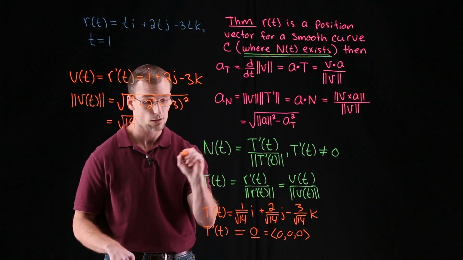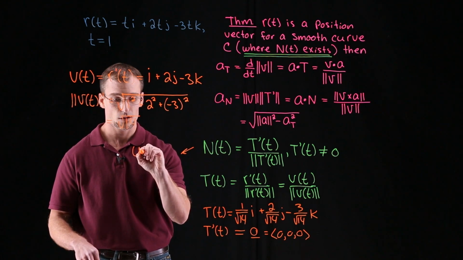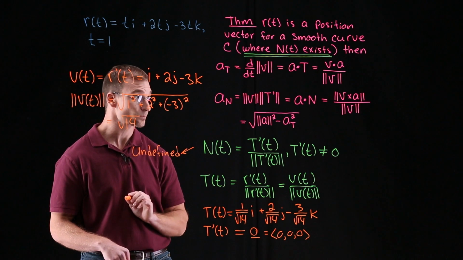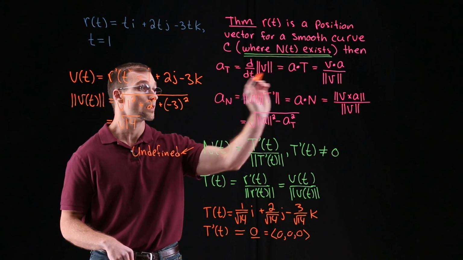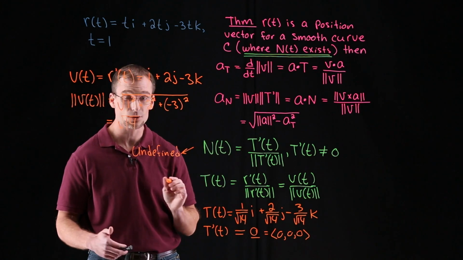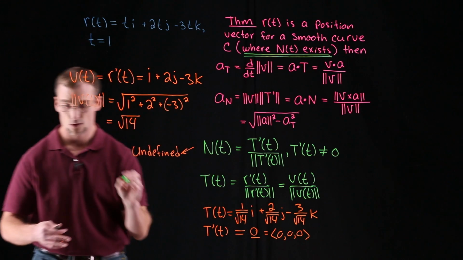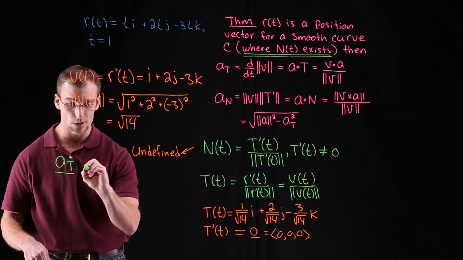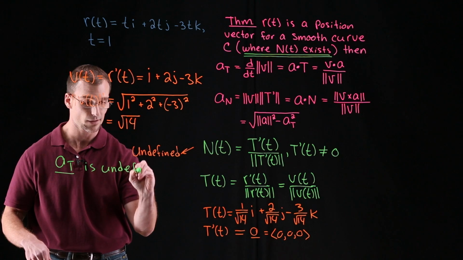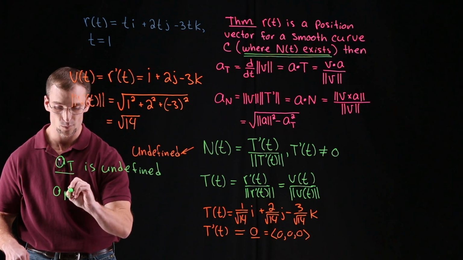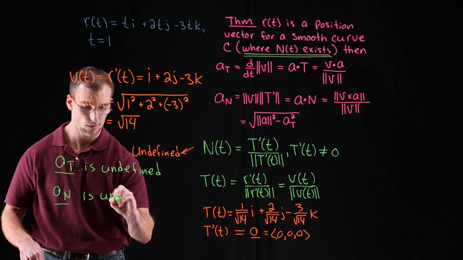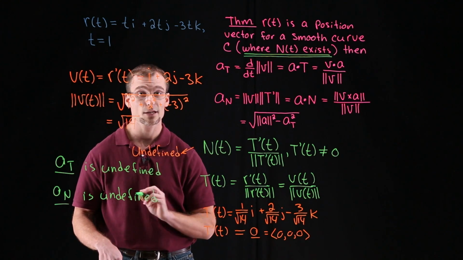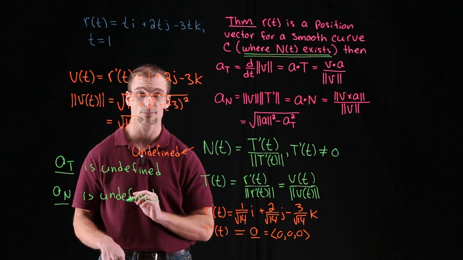So what does that tell us? Well, our unit normal vector is undefined. That throws a monkey wrench into everything. So the tangential component and normal component are also going to be undefined because we don't have this unit normal vector. We actually don't have too much more work to do from here. Our tangential component is undefined, as well as our normal component is undefined. So there we have it. Now, the important thing here is to make sure that you're checking the conditions of a theorem before you jump into using it. Thank you very much.